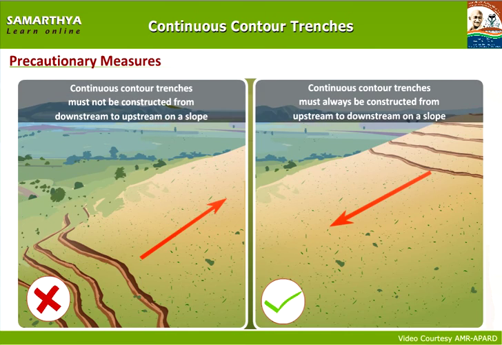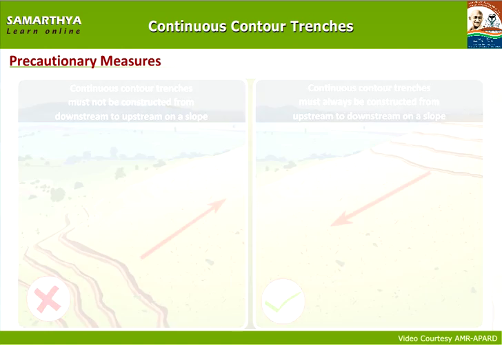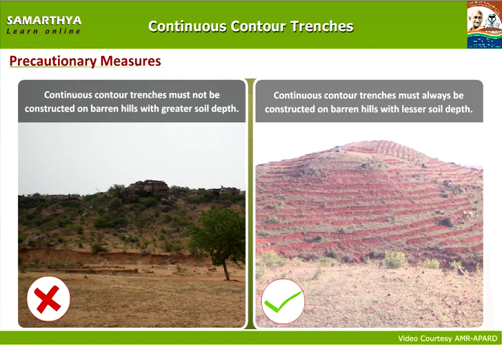Continuous contour trenches must not be constructed from the lower portion to the upper portion on a slope. Continuous contour trenches must always be constructed from the upper portion to the lower portion on a slope. Continuous contour trenches must not be constructed on barren hills with greater soil depth. Continuous contour trenches must always be constructed on barren hills with lesser soil depth.